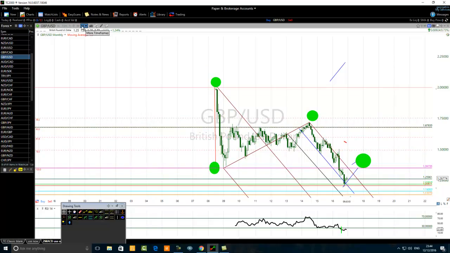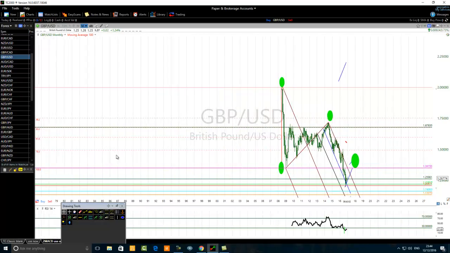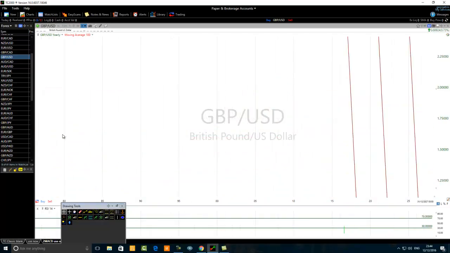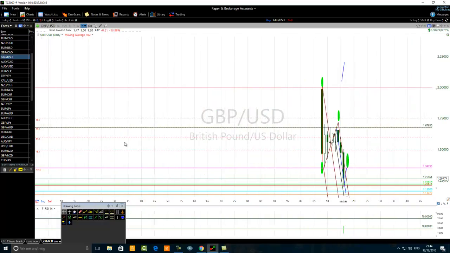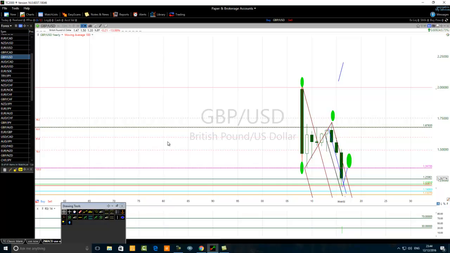I'm on the monthly chart, and where are the levels? I can't see them here. I'll go to the yearly chart. Hopefully I'll see them. I can't see any of my extension lines. Okay, I'll leave them there. All right, so that's all.